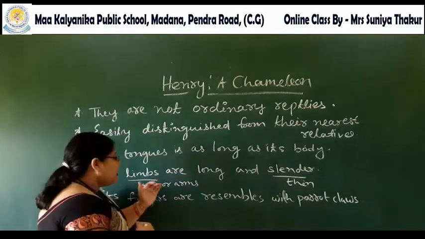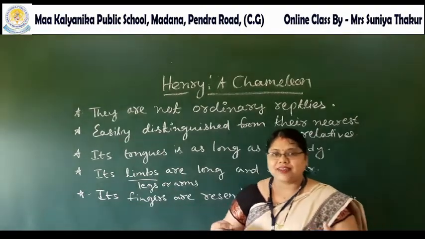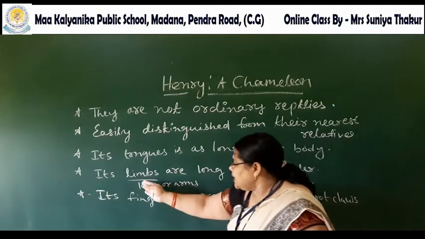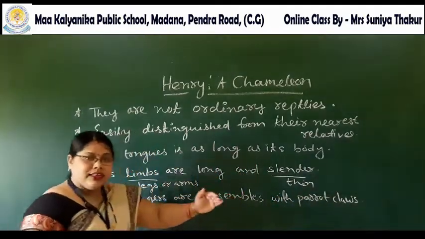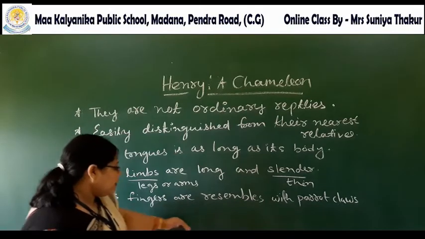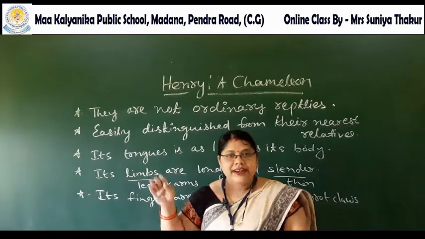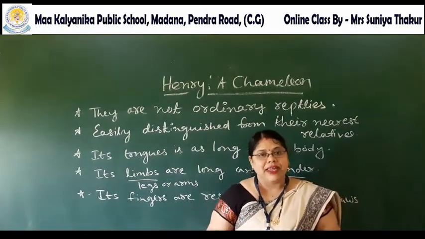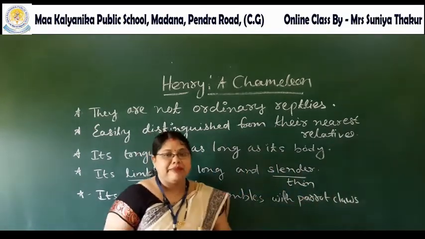Its limbs are long and slender. Limbs means arms and legs, which are long, and slender means thin. Its fingers resemble a parrot's clutch. Okay, the fingers look like a parrot's clutch, you know that. So this is the feature of a chameleon.